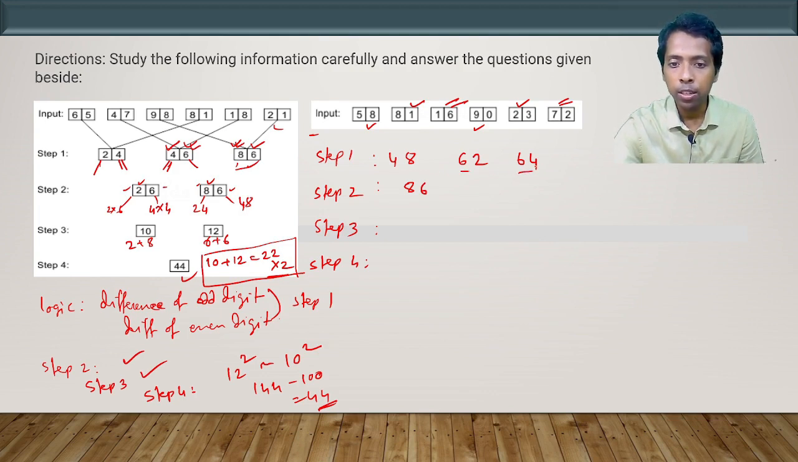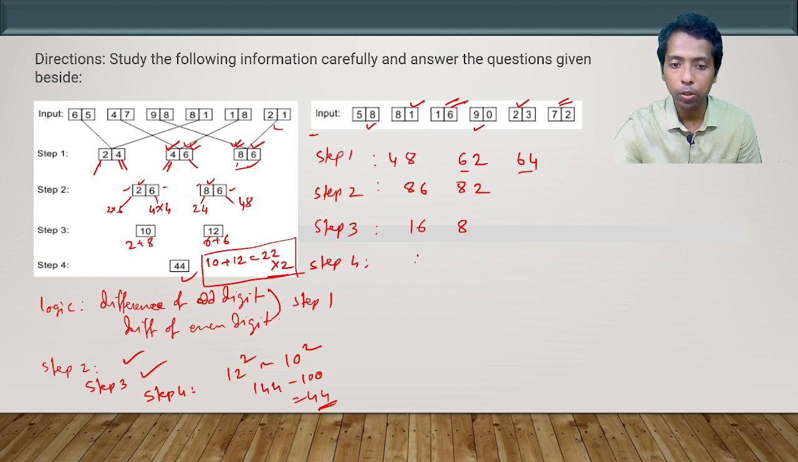Now, 6 into 4, that is 24. 24, 2 into 4, that is 8. Now, this is 6 into 2, 12. 2 into 1, that is 2. Now, in step 3, that is 8 plus 8, that is 16 here. And 6 plus 2, that is 8. Now, in step 4, 16 plus 8 we can take, that is 24.